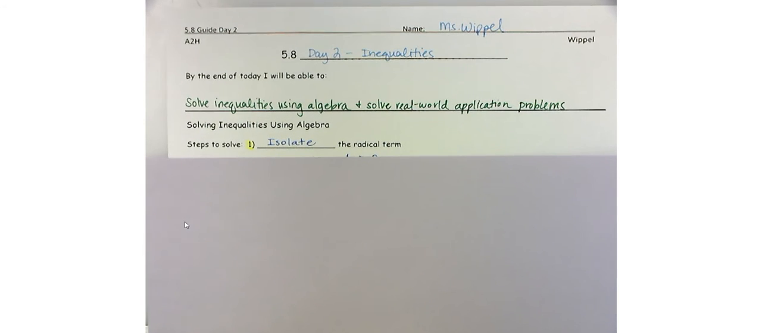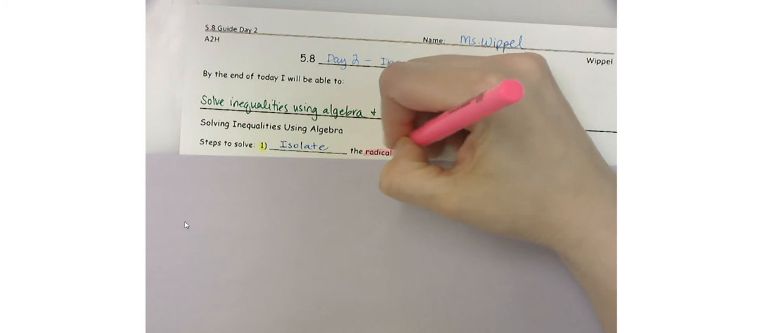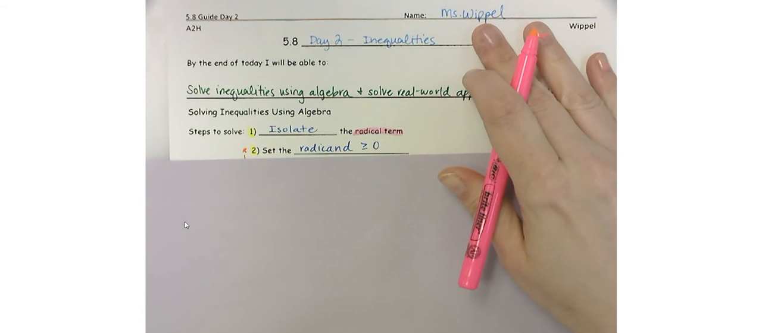Today our focus is inequalities, and we have already done some inequalities. Today we're going to incorporate the radicals in them, and then we are going to do some application problems. So when you're solving inequalities using algebra, we're still going to be isolating whatever that radical term is. And then once you isolate the radical term, you have to set the radicand greater than or equal to 0.